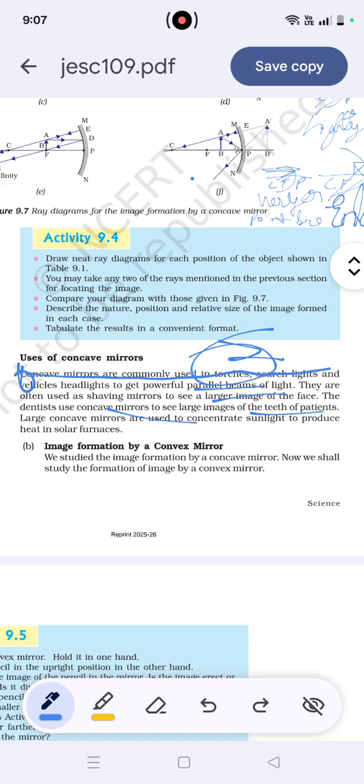The last use is very important. Large concave mirrors are used to concentrate sunlight to produce heat in a solar furnace. Important: large concave mirrors are used to concentrate sunlight to produce heat in a solar furnace.